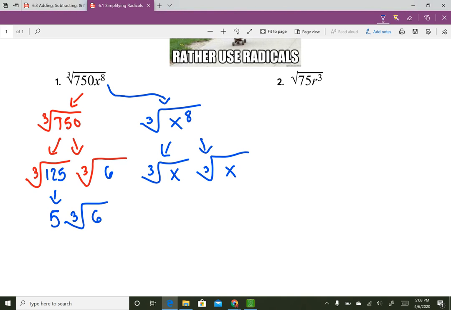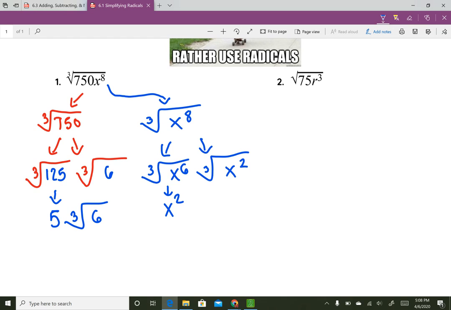So I could split this up into 3 and 5. That's not going to help me out, though. What I want to do is split this up into 6 and 2. Here's why: because 6 divided by 3 is just 2, and 2 is less than 3.